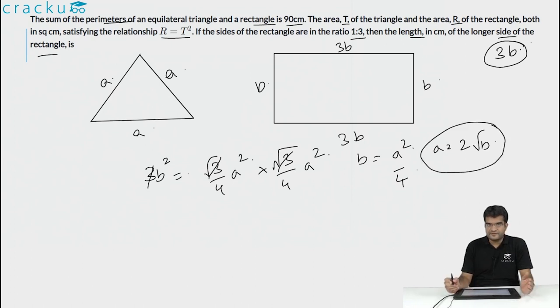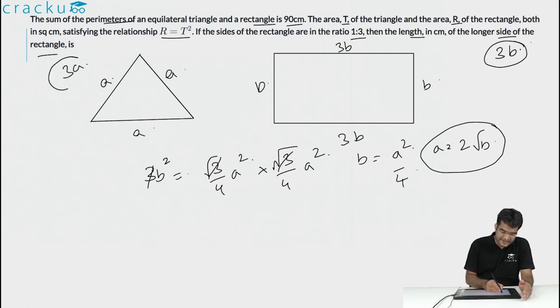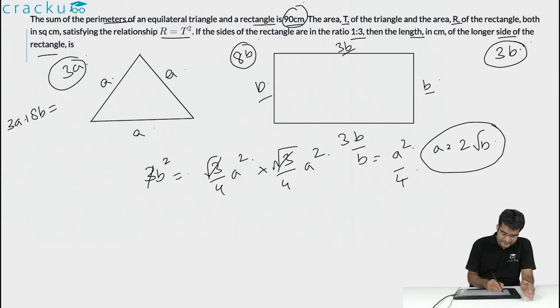We are given the sum of the perimeters of both the triangle and the rectangle. What is the perimeter of the equilateral triangle? This will equal 3A. And what is the perimeter of the rectangle? This will equal 3B plus B, that is 4B, plus 3B plus B, so that is another 4B, or that will equal 8B. So we know that 3A plus 8B is equal to 90 centimeters.